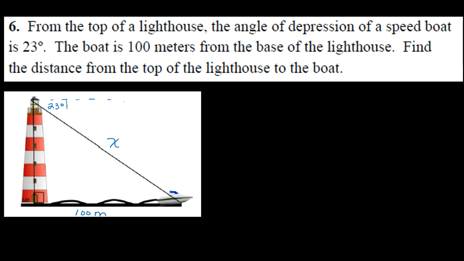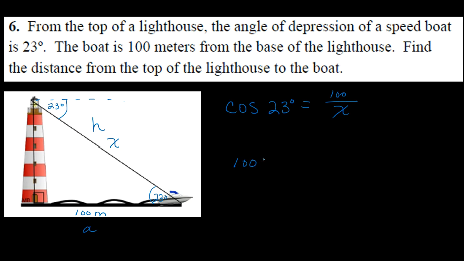So my reference angle, this is 23. This is also 23, alternate interior. So I know my adjacent and we're looking for the hypotenuse. So adjacent and hypotenuse is cosine. So the cosine of 23 degrees is equal to 100 meters over x.